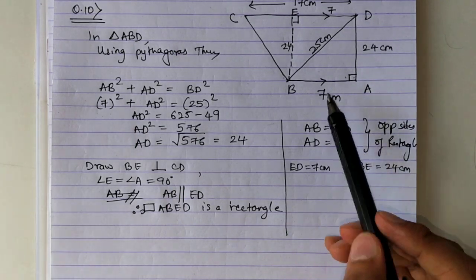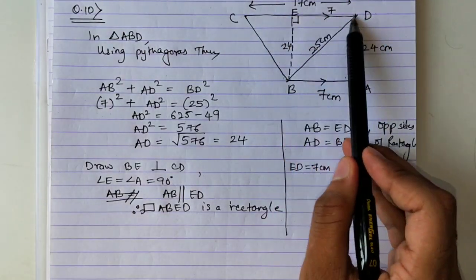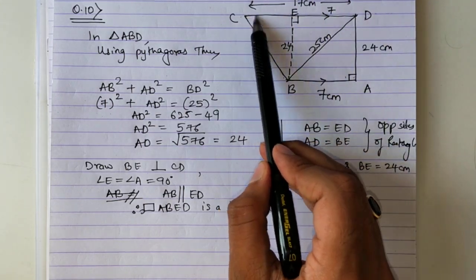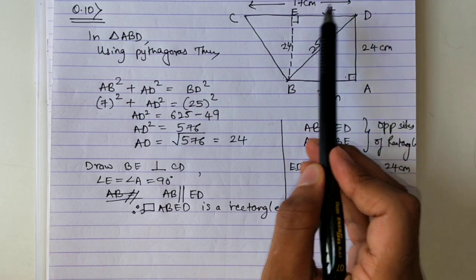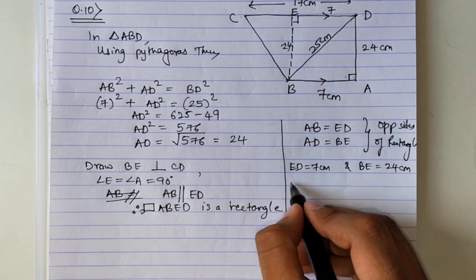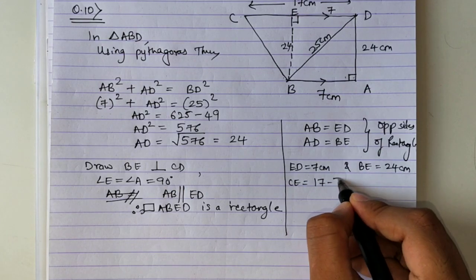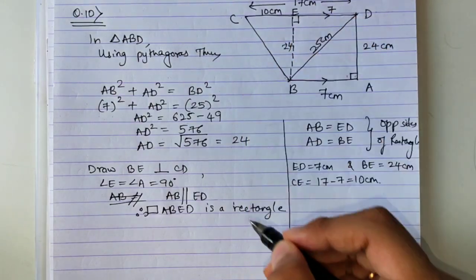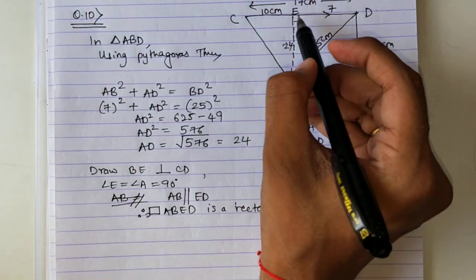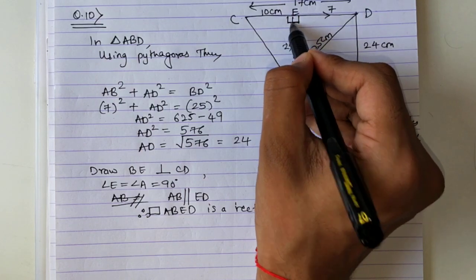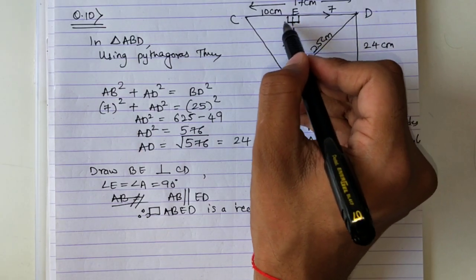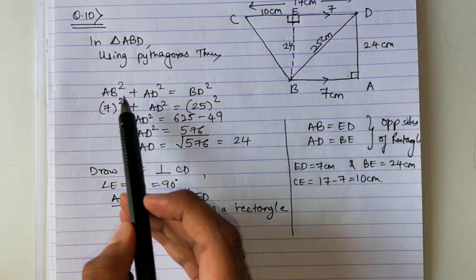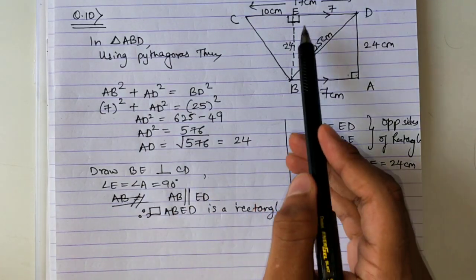Okay? Now see carefully. This full side CD is 17. This part ED is 7. That means this part CE will be 17 minus 7. Correct? So CE will be 17 minus 7, that is 10 centimeter. Means this CE is 10 centimeter. Okay? This angle here is 90, means this is also 90. They are perpendicular. Whenever one angle is 90, the angle adjacent to it also becomes 90 by linear pair. No need to write, because we have already written that BE is perpendicular to CD, means it is 90.